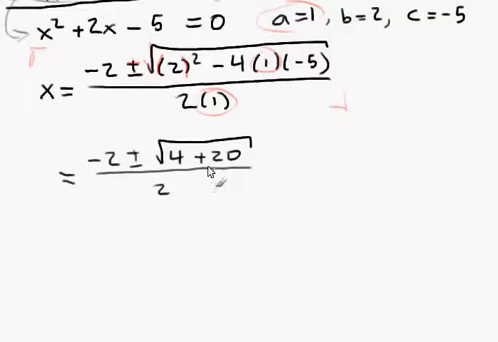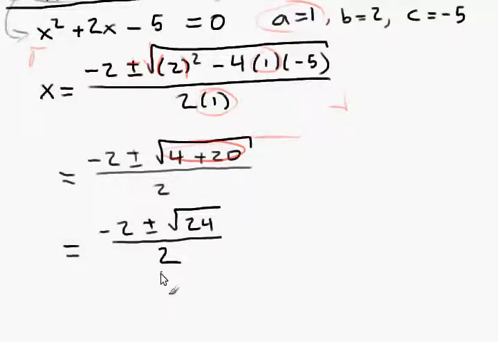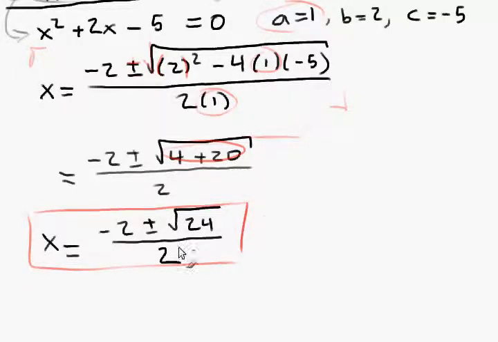Why do I do the square root last? Because I don't know how long that's going to be, and I don't like to have extra square root hanging off over in this direction. So we can still simplify. This is minus 2 plus or minus the square root of 24 divided by 2. And that is x. Hooray.